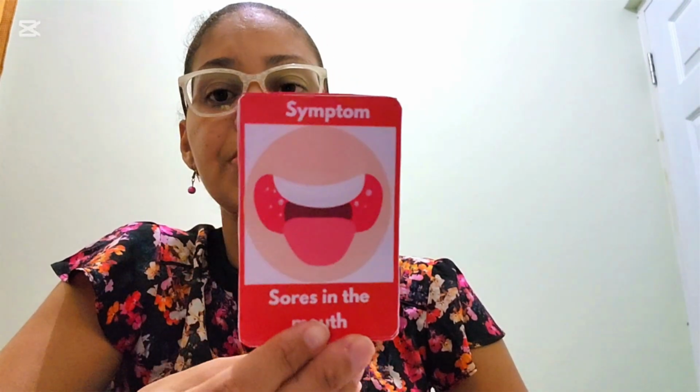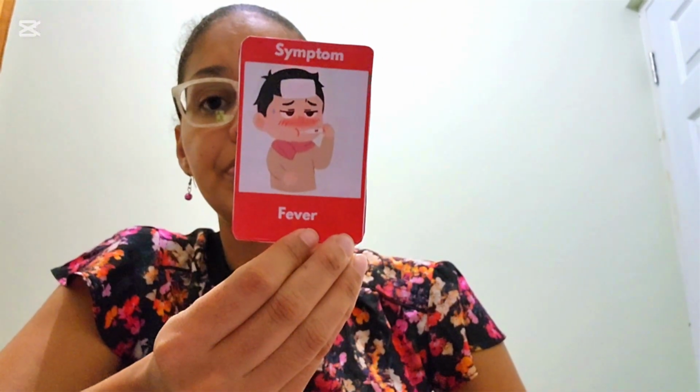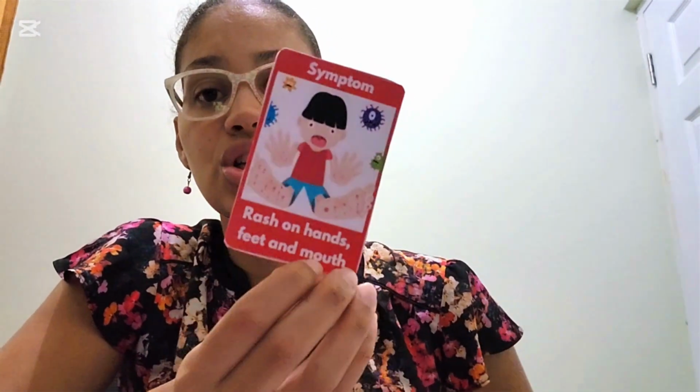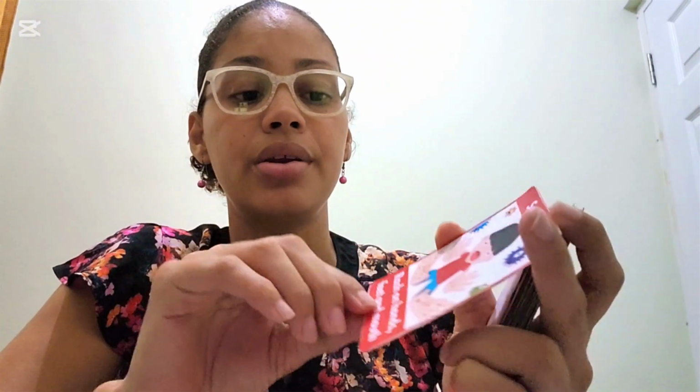We have the first symptom being sores in the mouth. We have a fever. So the child may run a temperature. There's a rash on the hands, the feet, and the mouth. So the rash can be on the outside, and we can have ulcers on the inside as well.